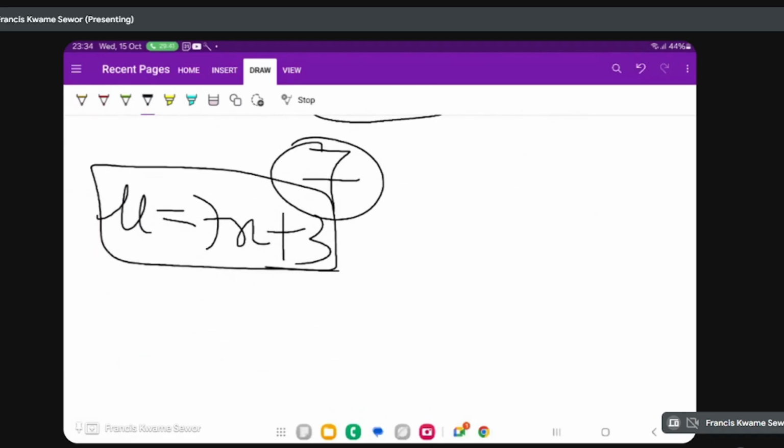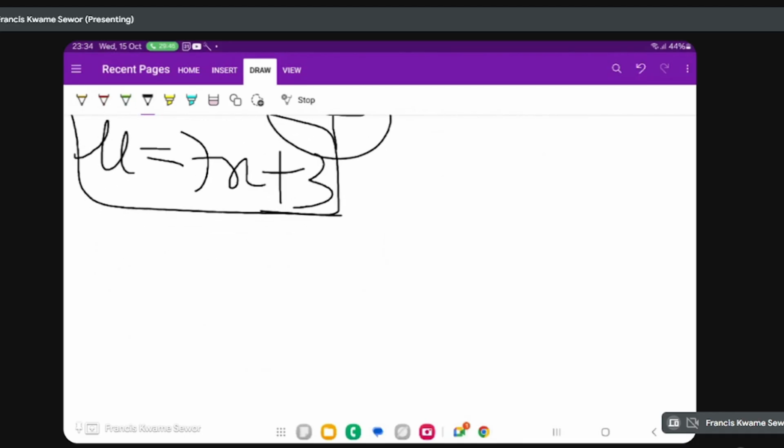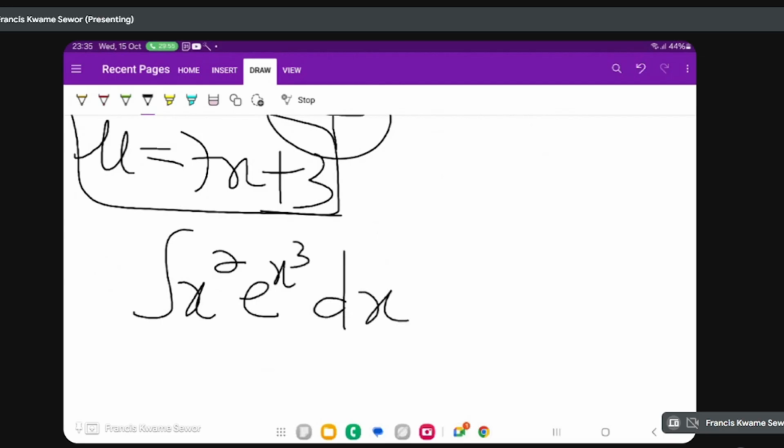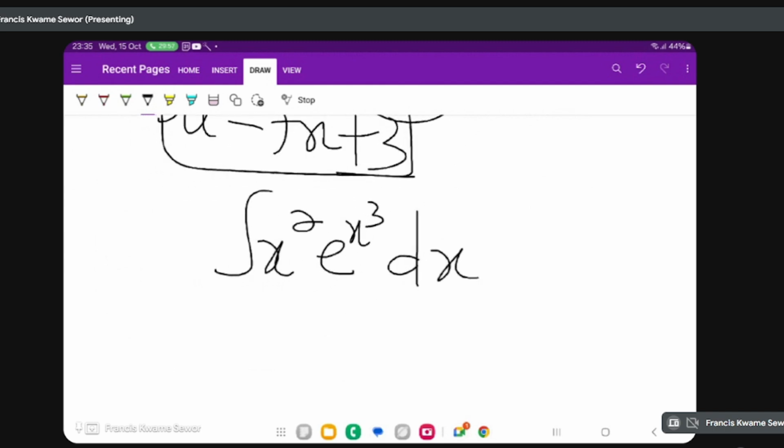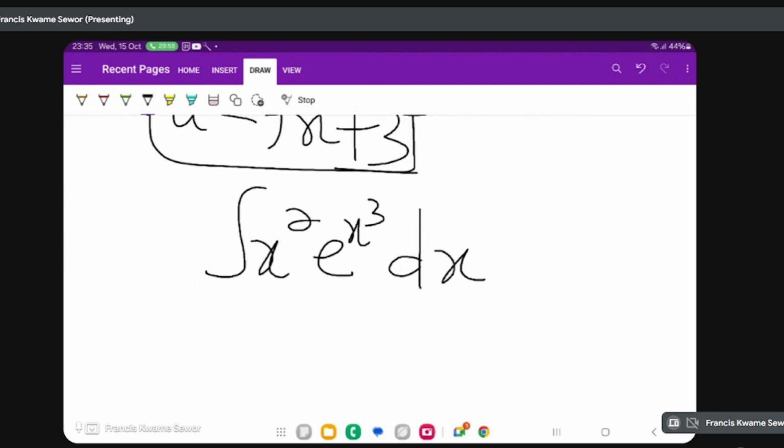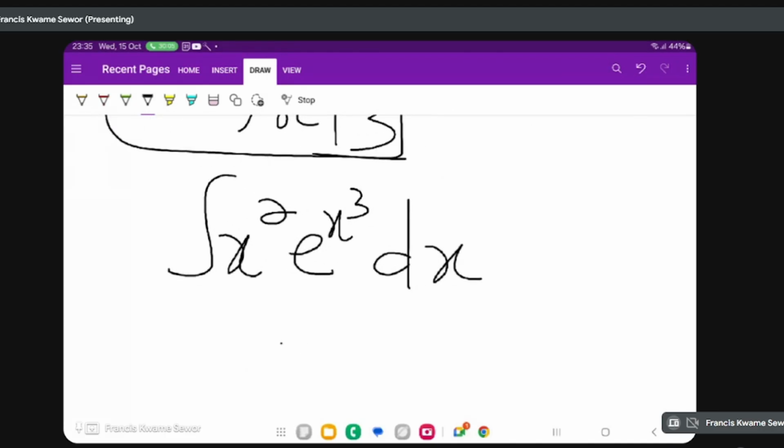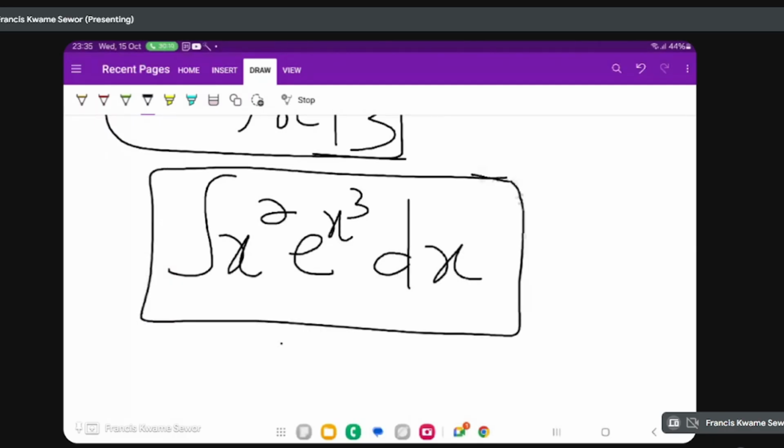So now let me look at another question. We have to integrate x squared e to the power x cubed dx. So this is a case of two functions multiplying. You might think that this is by parts, but it is not. Why do you think so? Which method are we going to use for this? Substitution or by parts?